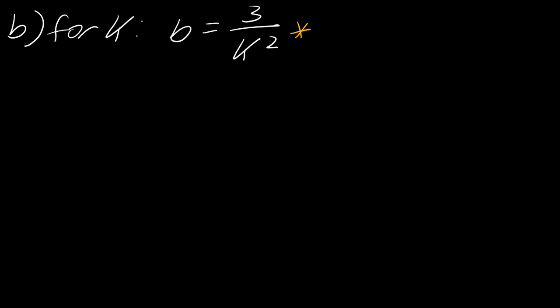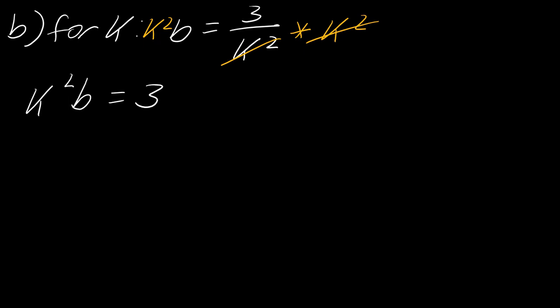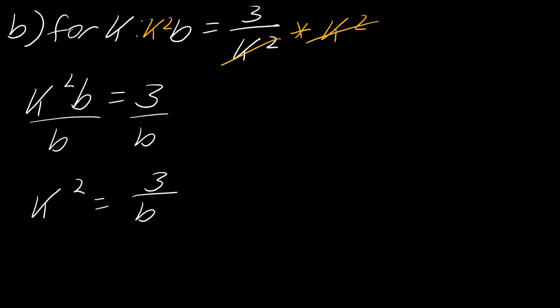So k squared is in the denominator, and I want to get rid of the denominators, so I'm just going to start by multiplying both sides by k squared so that I drop those out. Then I'm left with k squared b equals 3. So I need to get the k by itself. I'll divide both sides by b, so I have k squared equals 3 over b. Now when I take the square root, I have the square root of 3 over b, so I'm using my square root property.